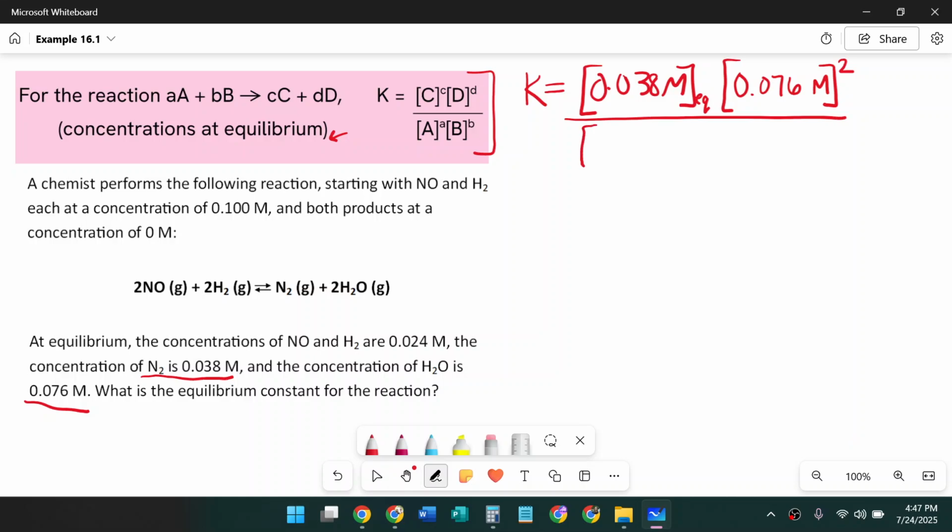Alright, now we're doing the reactants. So NO gas, the concentration of this one and the other one, so both numbers on the bottom are going to be the same thing. 0.024 M. This is at equilibrium, and this one has a 2 in front of it. The H2 is the same number, and it also has a 2 for its coefficient, so that's going to go in front of it. I could actually combine these two and just raise it to the 4th power, because 2 plus 2 is 4.